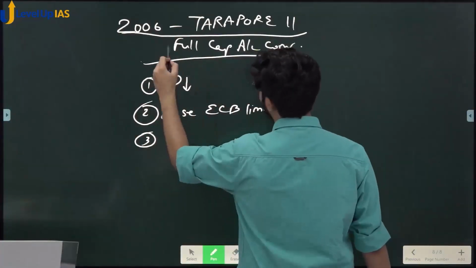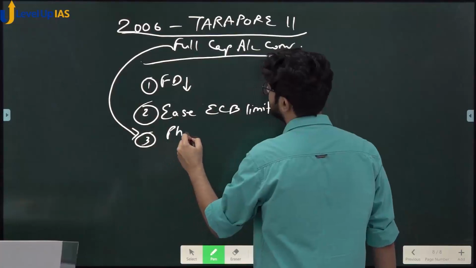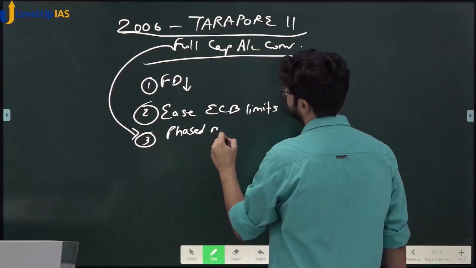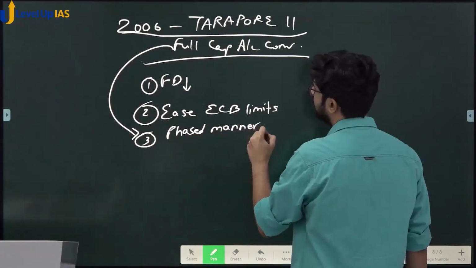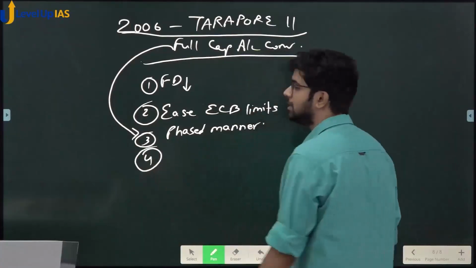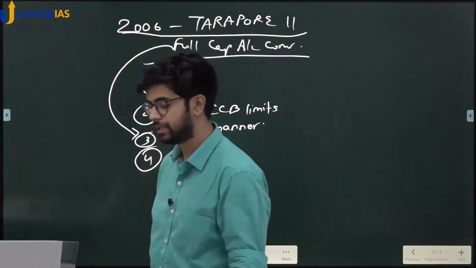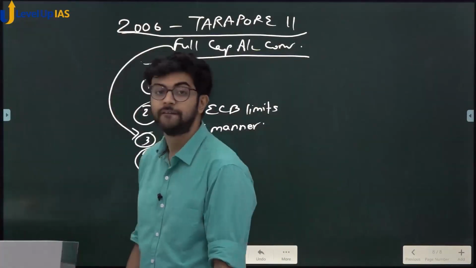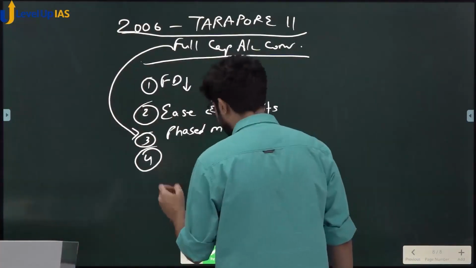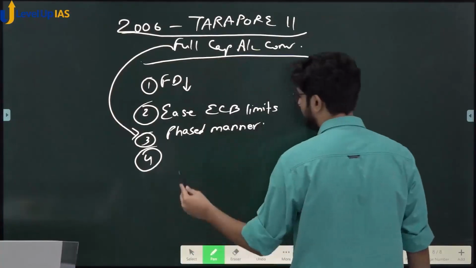The full capital account convertibility should be done in a phased manner. ऐसा नहीं कि आज सोए tomorrow notes banned. Don't do that. Do it in a phased manner, little by little. Very, very important. See this, crucial.